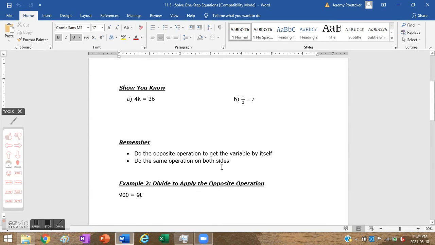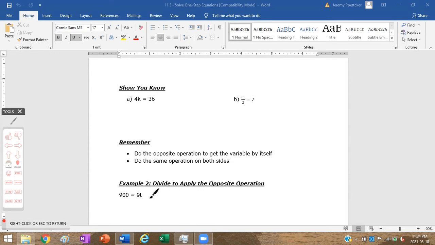All right, and in fact, here we go. We're going to do the opposite operation to get the variable by itself, and we're going to do the same thing on both sides. Now, mathematically, that's what keeps this whole thing equal, right? If it's like a teeter-totter, if I add something to one side, I got to add something to the other. If I multiply one side by something, I got to do the same thing on the other. Divide one side by something, I got to do the same thing on the other. Subtract something from one side, got to do the same thing on the other.